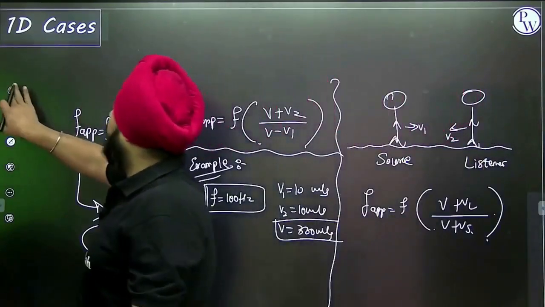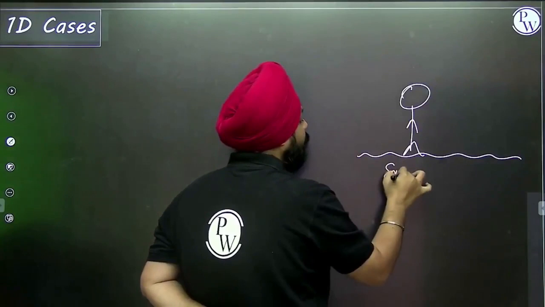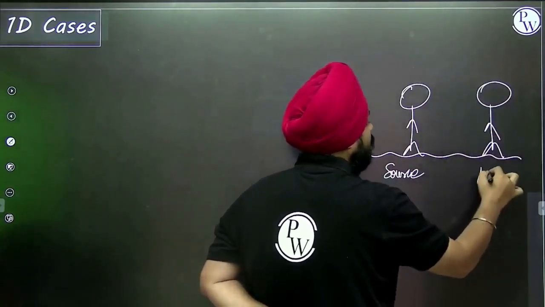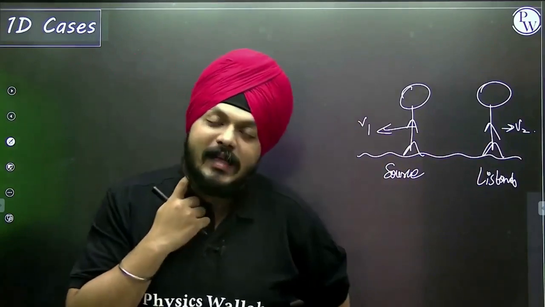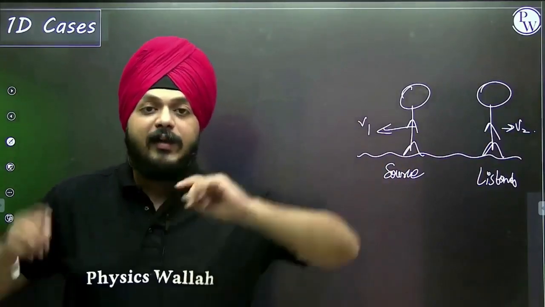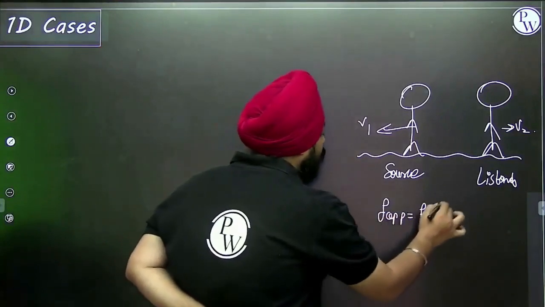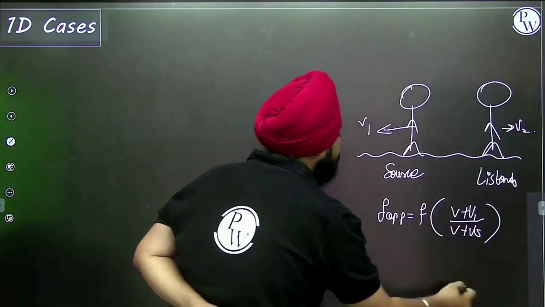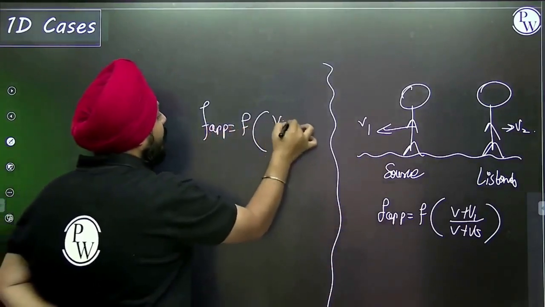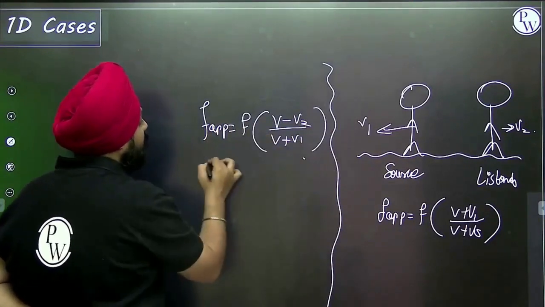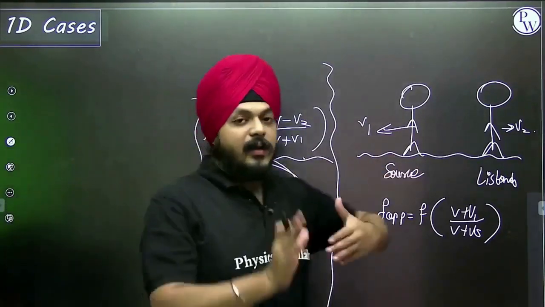The last 1D case: if they are moving far away from each other, this is a source and this is a listener, moving far away from each other. This is velocity V2, this is velocity V1. Now, if they are moving far away, obviously the apparent frequency is going to get decreased. So here the F apparent is equivalent to the frequency, and according to the sign conventions we need to decrease the value of F apparent. So it is F into V minus V2 whole divided by V plus V1. If you replace the values, your F apparent will be less than F. Why? They are moving away from each other.